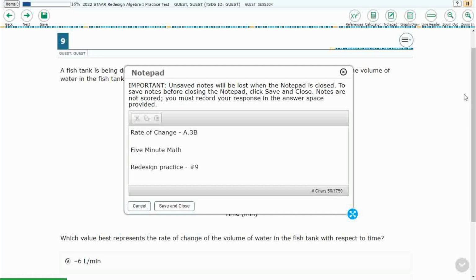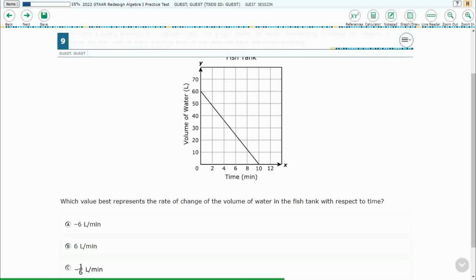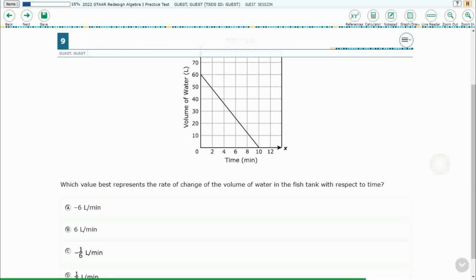Today we are looking at the Algebra 1 concept of rate of change. This is standard A.3B in the great state of Texas, and we are using item number 9 off the Redesign Practice Online STAAR test. If you haven't done so already, please go ahead and take a moment to pause the video, work this problem out on your own, unpause it, and we will look at our answers together.